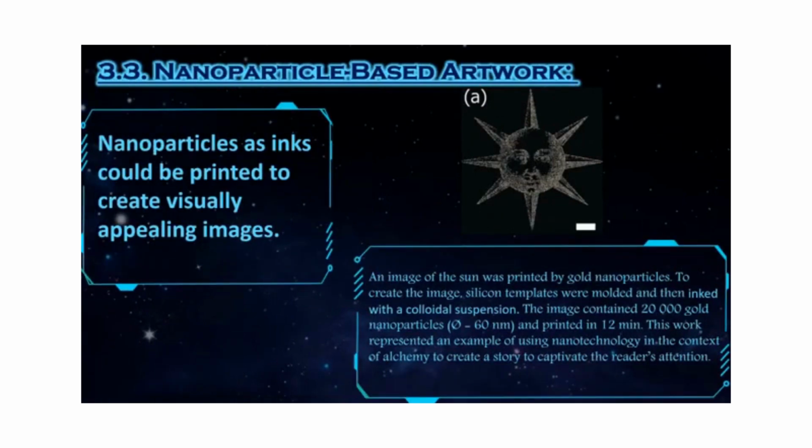The next type is nanoparticle based artwork. It uses ink that could be printed to create visually appealing images. This is a figure of a sun that is printed by gold nanoparticles. In order to create this image, silicon templates were modulated and then inked with a colloidal suspension. This image contained around 20,000 gold nanoparticles and was printed in 12 minutes. This work represented an example of using nanotechnology in the context of alchemy to create a story to captivate the reader's attention.